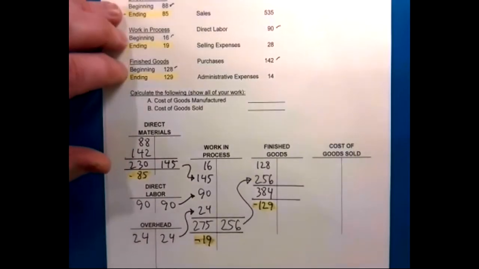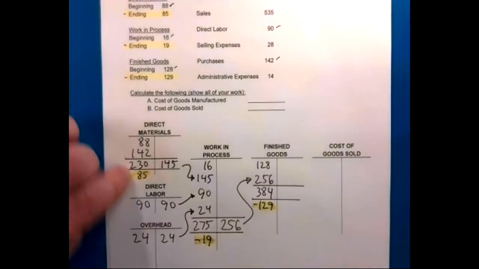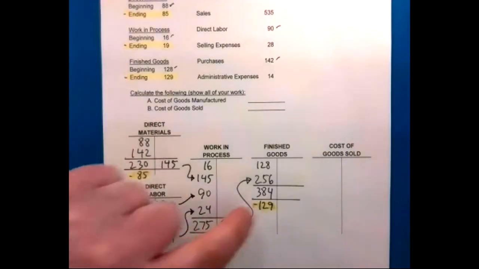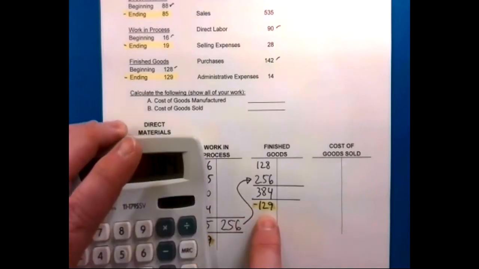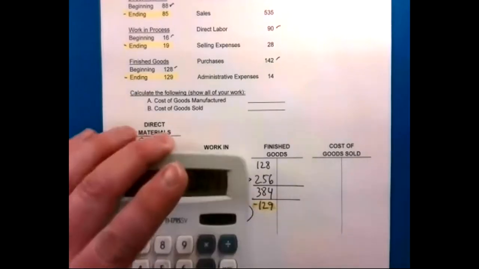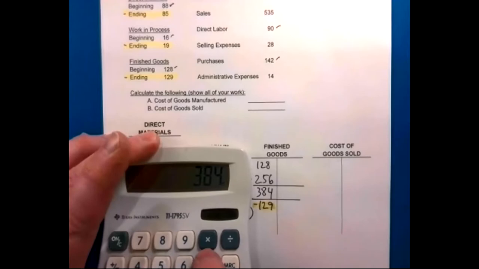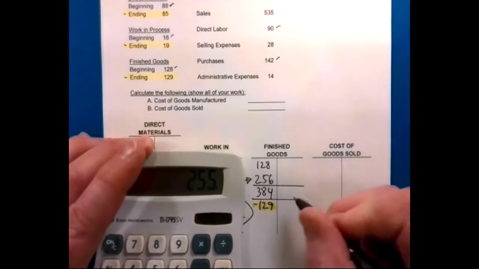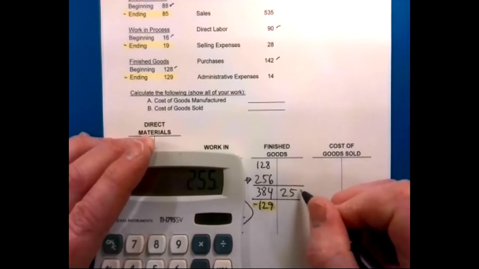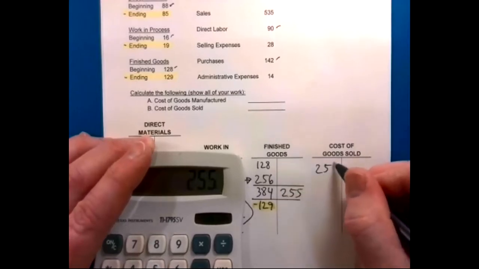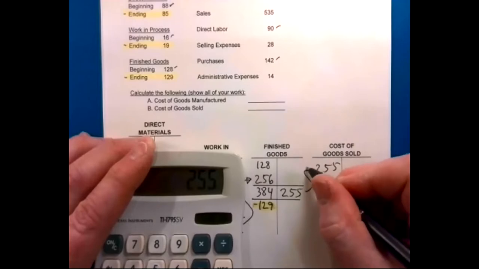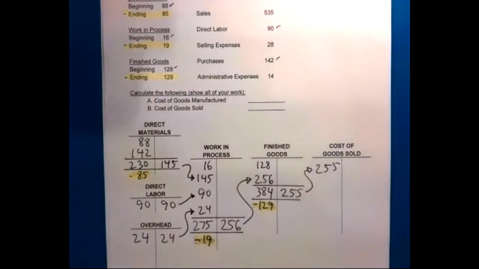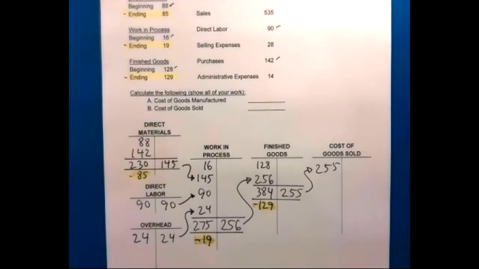Okay, again, these ending inventories are the ones that are a little bit tricky. Those always get subtracted out. These would be minus, because those are still left, and we're going to work on the other side. Okay, the one that people are going to miss the most, let's do that one first.